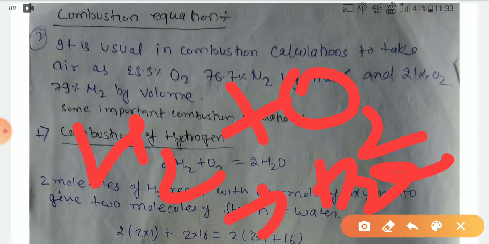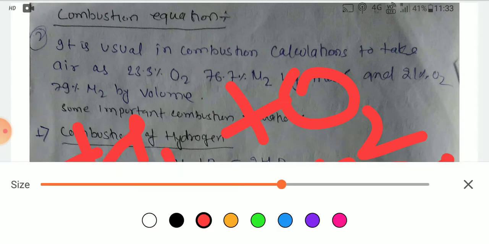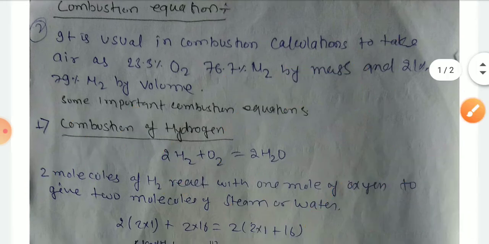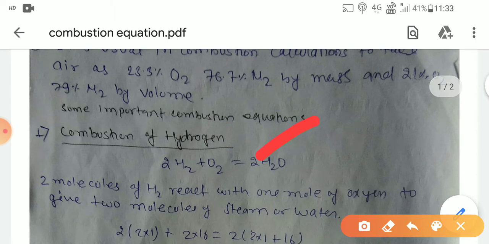That means here there are two hydrogen, and here also two hydrogen. But here oxygen is 1, and here oxygen is 2. So that is unbalanced. Before writing the equation, you first have to balance it. So I multiply by 2, and then the equation is balanced.